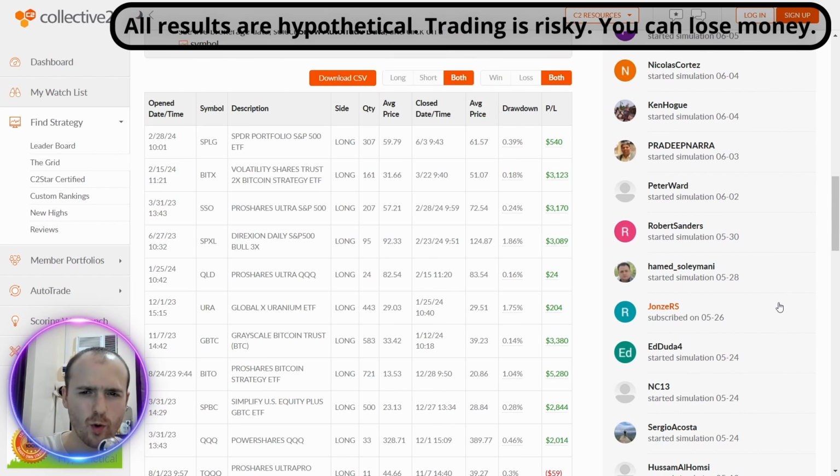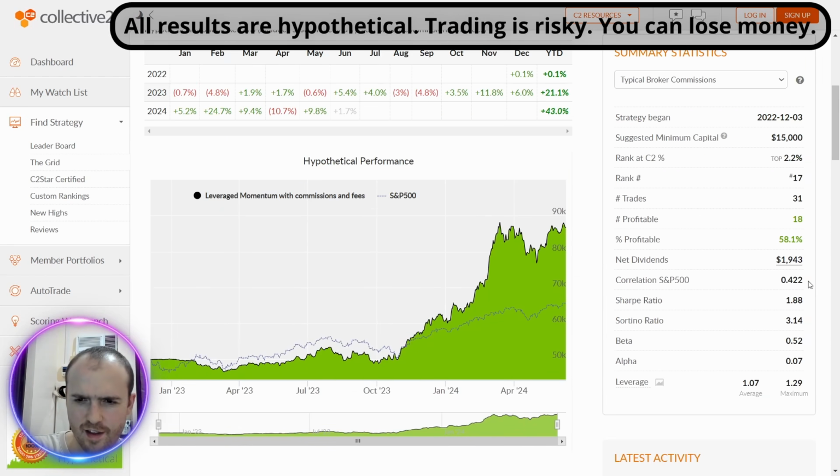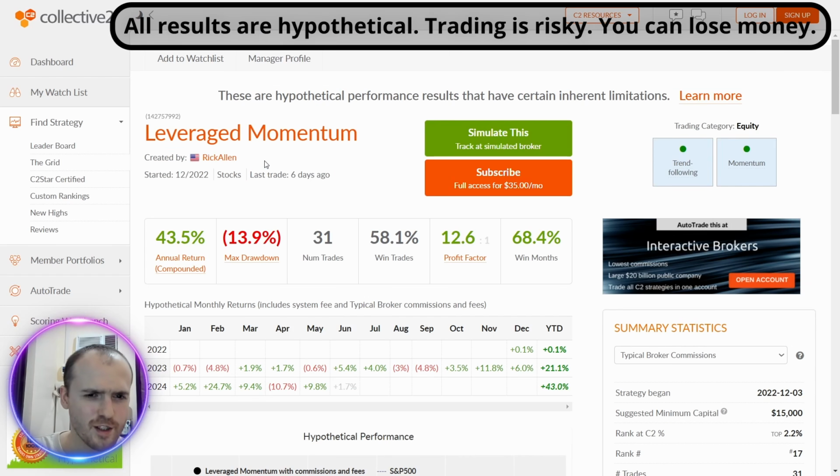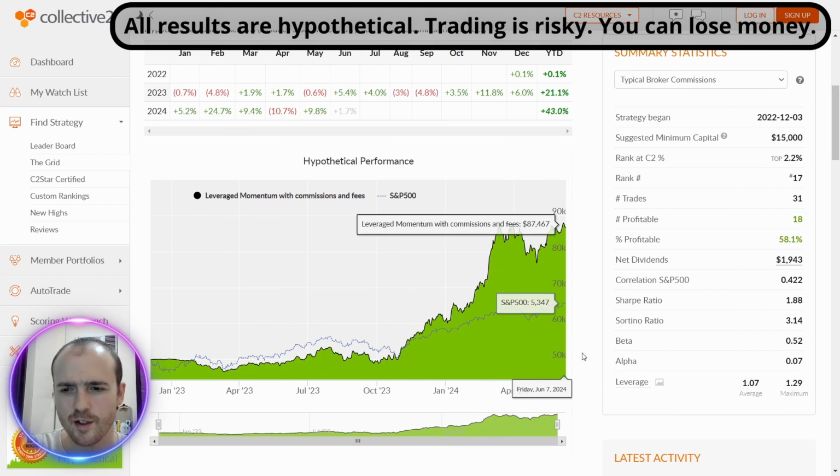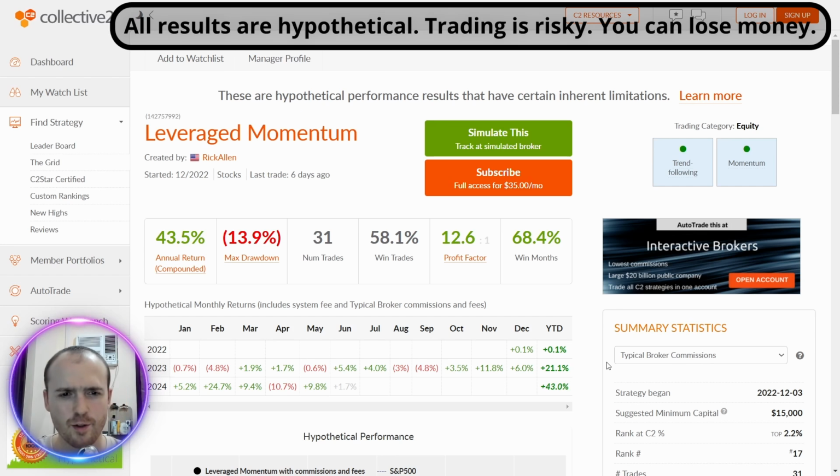Something quite interesting is this strategy has a very low correlation to the S&P 500. That's actually quite difficult to do for a strategy that mostly trades stock ETFs. So Rick, if you're watching this, buddy, let me know in the comments how you accomplish a low correlation to the stock market while trading stock ETFs. I'd be really interested in knowing a little bit more about your strategy, and I think our viewers would as well.